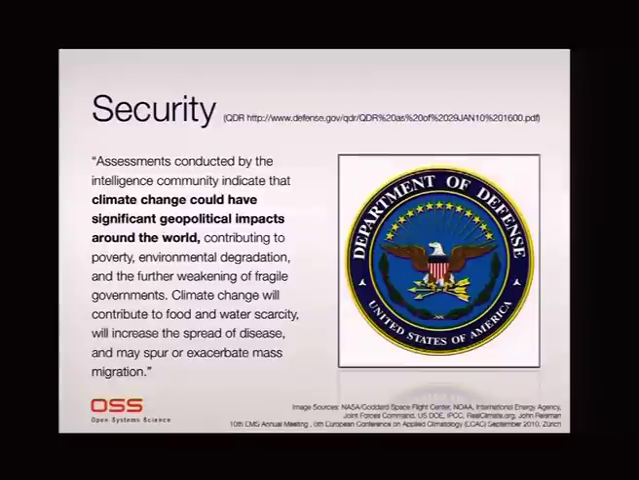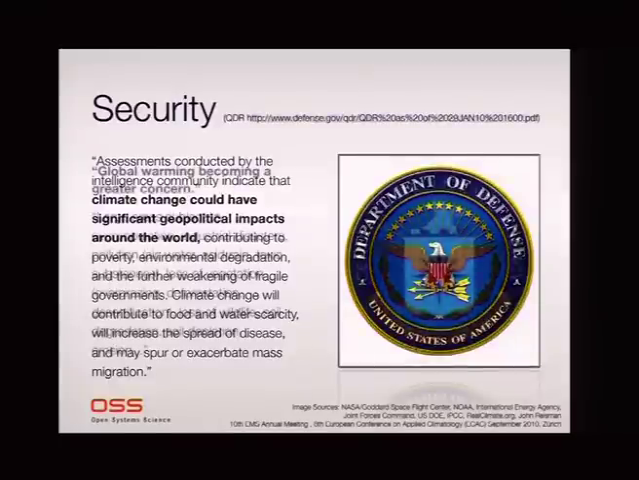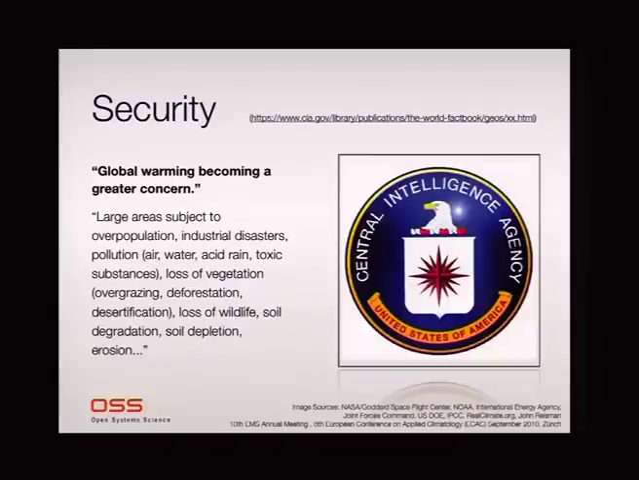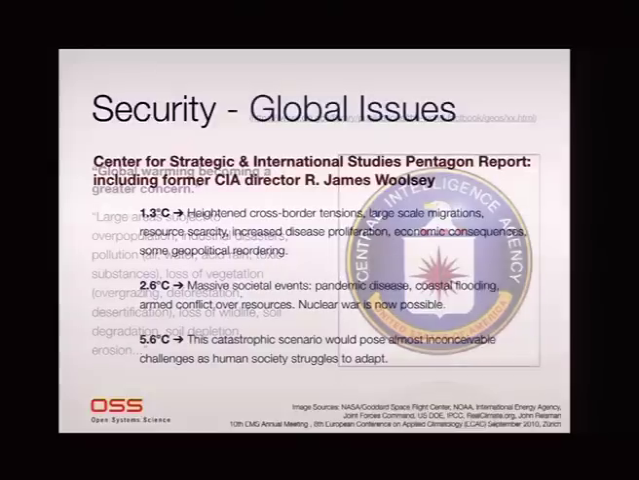The Department of Defense has weighed in. Climate change could have significant geopolitical impacts around the world. The CIA has also had a comment. Global warming becoming a greater concern, and they're considering the big picture. They're looking at vegetation, they're looking at overgrazing, deforestation, soil depletion, all sorts of issues. What does that mean to global security?